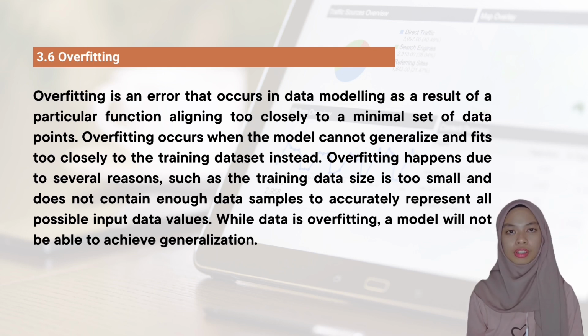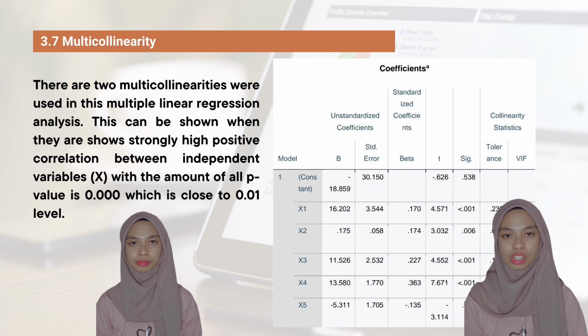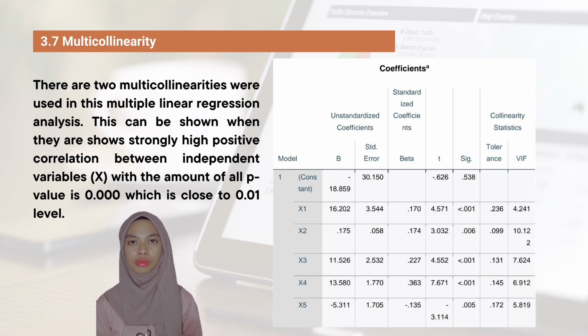2212422743. Overfitting occurs when the model cannot generalize and fits too closely to the training data set instead. Overfitting happens due to several reasons, such as the training data size being too small and not containing enough data samples to accurately represent all possible input data values. When data is overfitting, a model will not be able to achieve generalization. There is multicollinearity to consider in multiple linear regression analysis. This can be shown when there is a strongly high positive correlation between independent variables x, with all p-values being 0.00, which is below the 0.01 level.